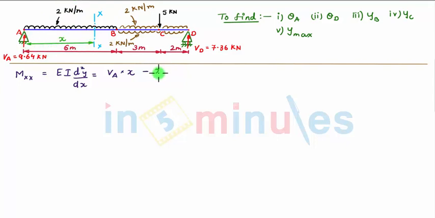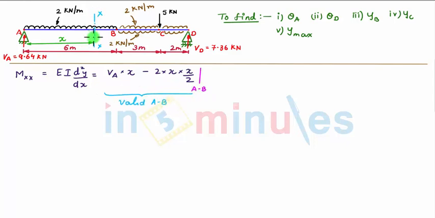So we have 2 into x, and this UDL can be assumed to act at the center at a distance of x by 2 from section XX. So we have x by 2. Now since this equation is valid between point A and B, let's put it into first partition AB, and this much part of the equation is valid between point A and B only.